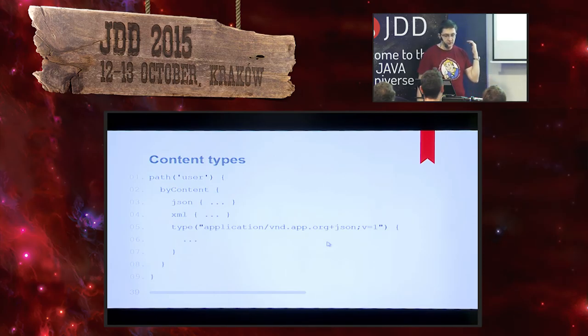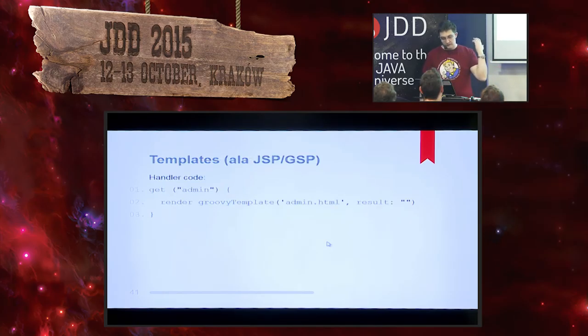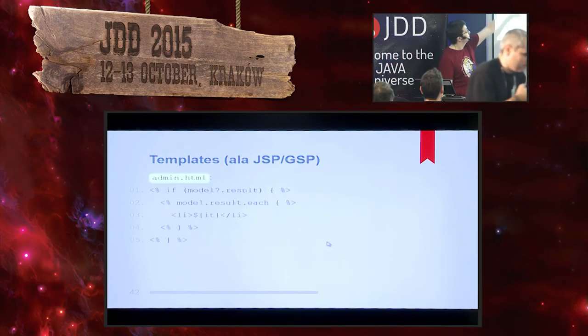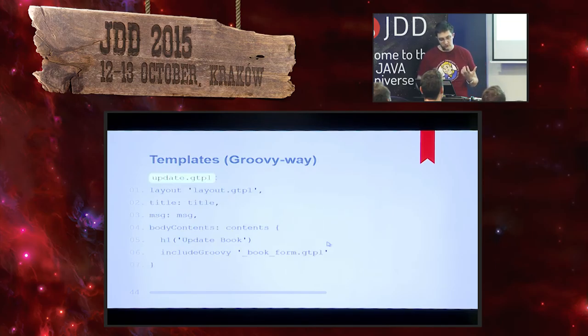You can also do the same logic based on content type. You can specify your own type, or you can use some of the predefined ones that are pretty common, like JSON and XML. Static content could be a file, it could be a directory, and it could be as many as you want. Also templates: you can use a simple text template, where this HTML kind of resembles JSP, with JSP-like placeholders, or you can have a Groovy markup template, which allows you to construct a data structure out of your markup, and which will look something like this.